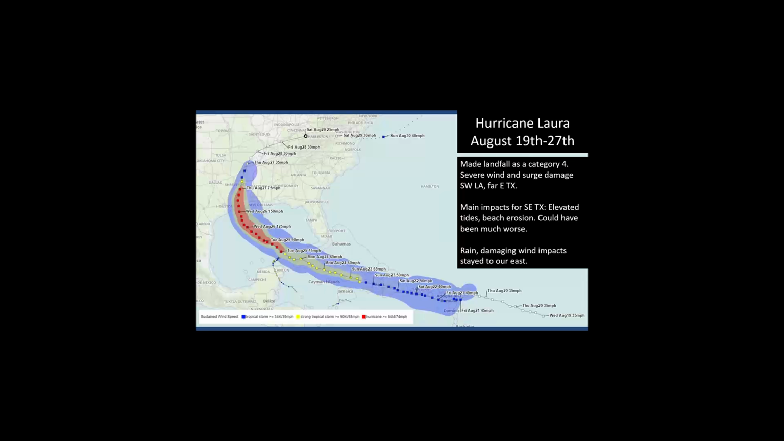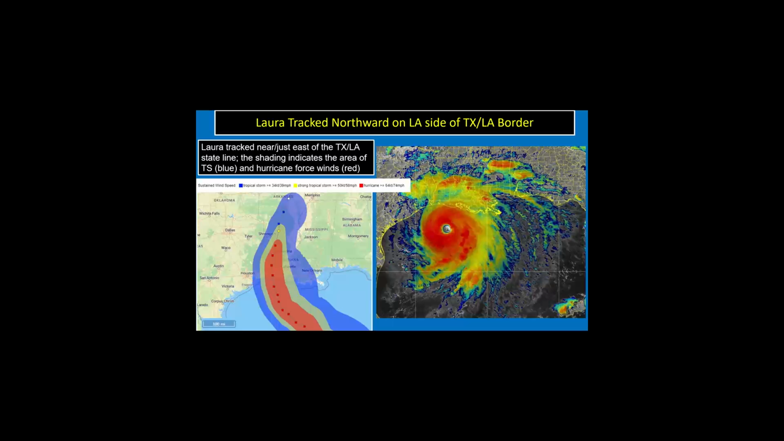The main impacts for us: elevated tides, high surf, beach erosion, again, but much, much worse, of course, as you got to the far eastern parts of Texas on into Louisiana, where they had a Category 4 landfall, a tremendous amount of storm surge and wind damage from Hurricane Laura. Very, very close call for us here in Southeast Texas.